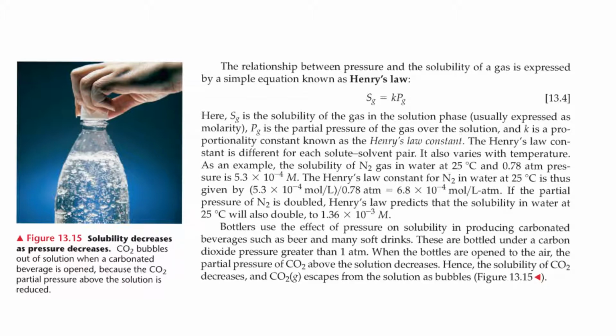As an example, the solubility of nitrogen gas in water at 25 degrees Celsius and 0.78 atmospheres of pressure is 5.3 times 10 to the negative 4 molar. Henry's law constant for nitrogen in water at 25 degrees Celsius is thus given by 5.3 times 10 to the negative 4 moles per liter per 0.78 atmospheres, which is 6.8 times 10 to the negative 4 moles per liter-atmosphere. If the partial pressure of nitrogen is doubled, Henry's law predicts that the solubility in water at 25 degrees Celsius will also double.